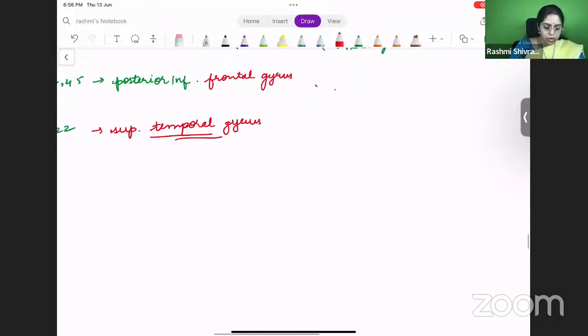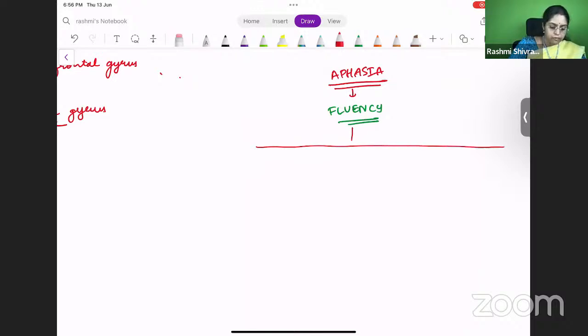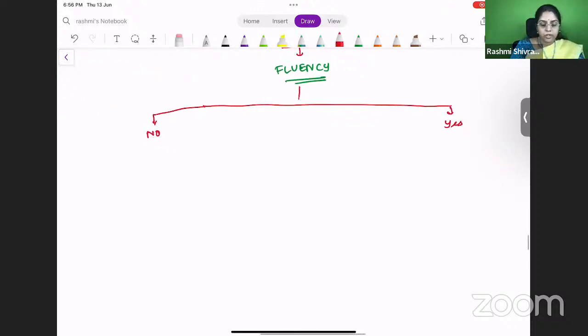Okay, so let's see how we approach aphasia. Let's say this patient has aphasia. What are the points that you must consider? What is the first thing that you will consider in this patient? You need to check for fluency. We'll see whether the patient is fluent or not, yes or no.